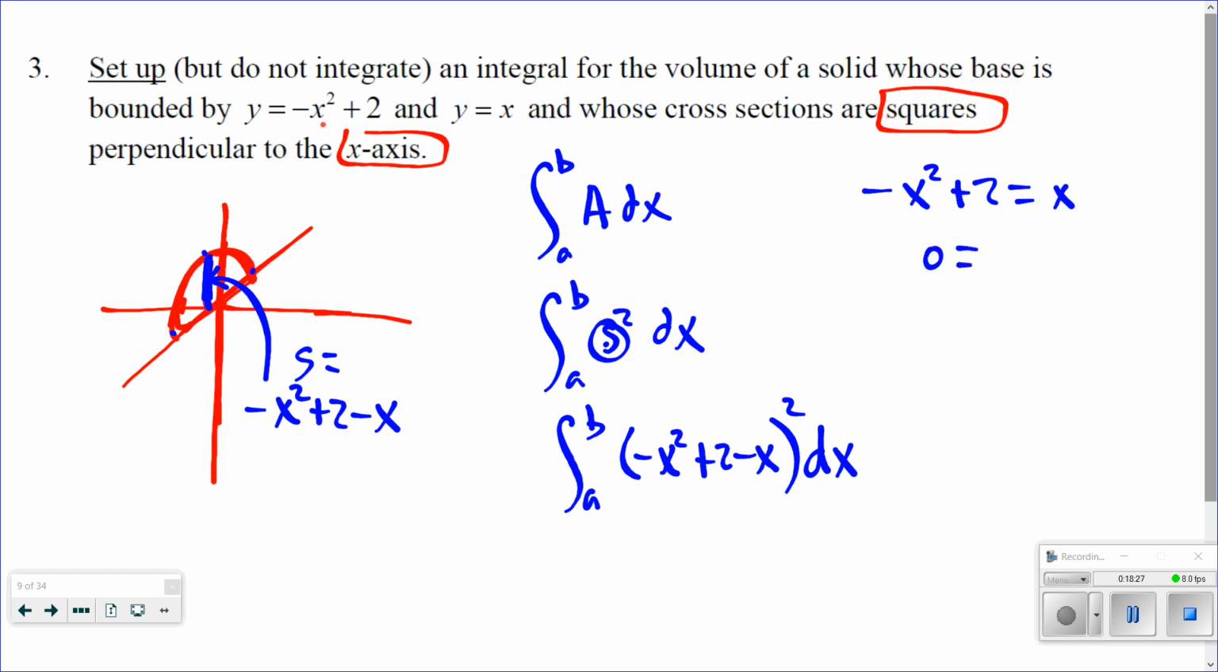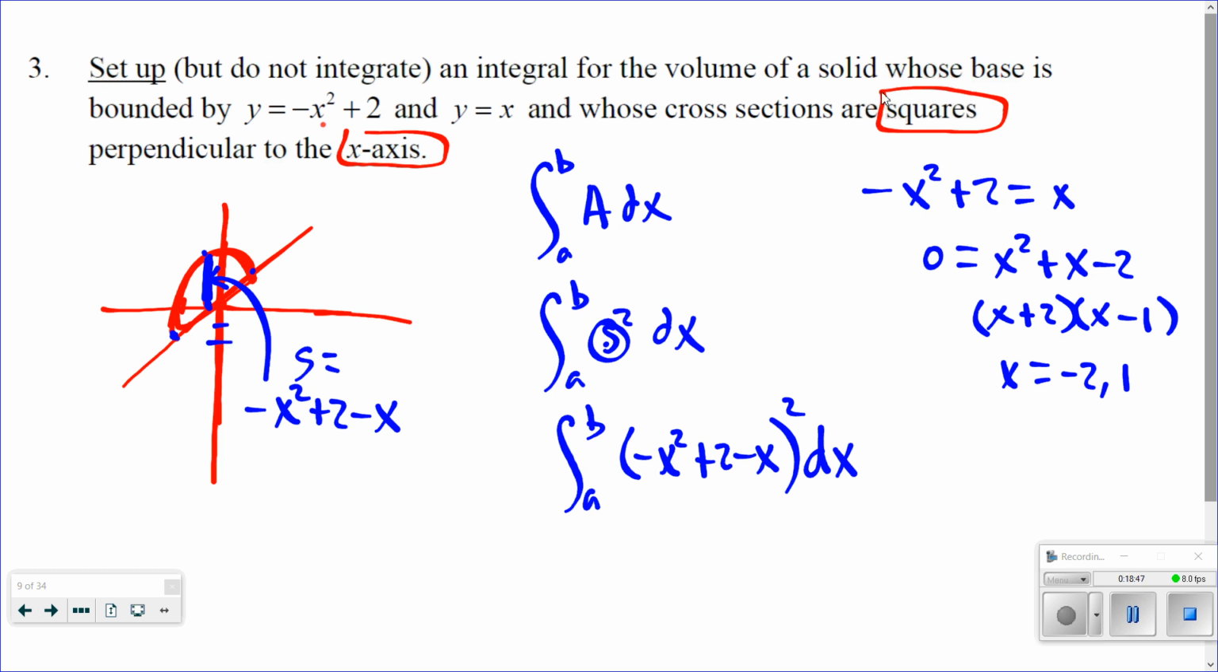So I get 0 equals, I'm going to add the x squared over, plus x minus 2. Factor that. We're going to have plus 2 and minus 1. So negative 2 and positive 1. And that looks like it could definitely fit with my graph. I didn't do the greatest job, but that's your negative 2 right there.